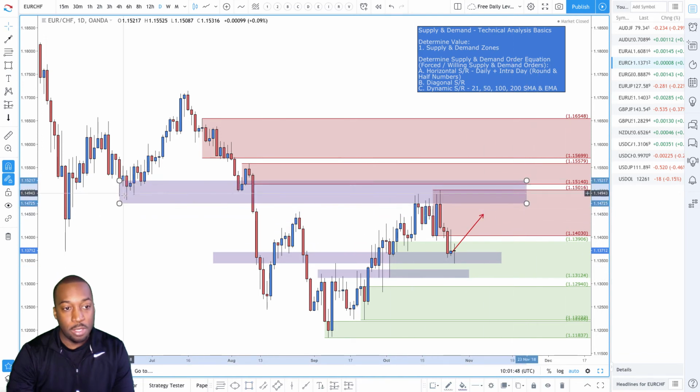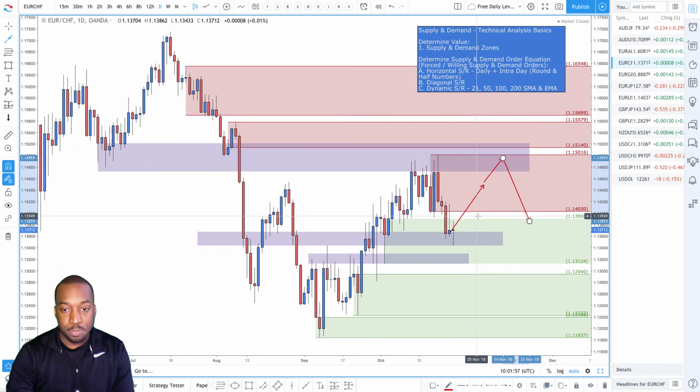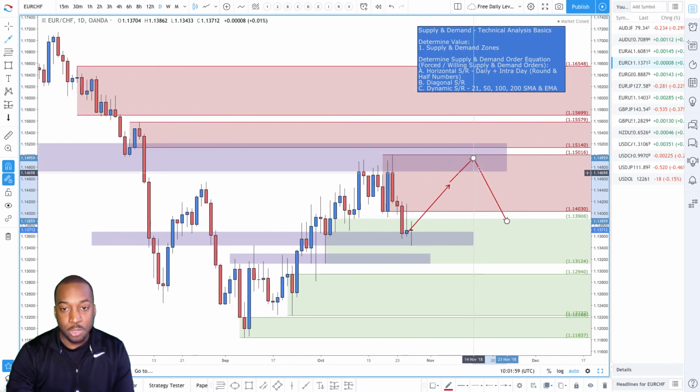Right, where you have support, bit of resistance within this supply zone. Right, supply zones always come first, right? Because that's where potential value is. So you're looking for a move up into this area before looking to get short.